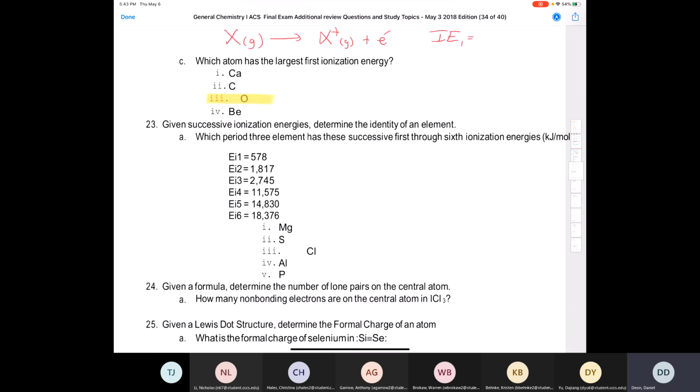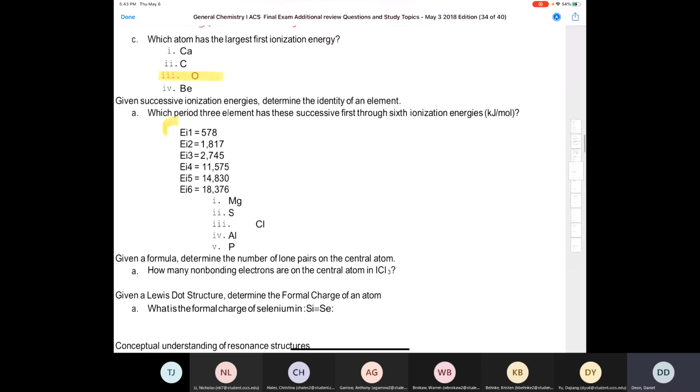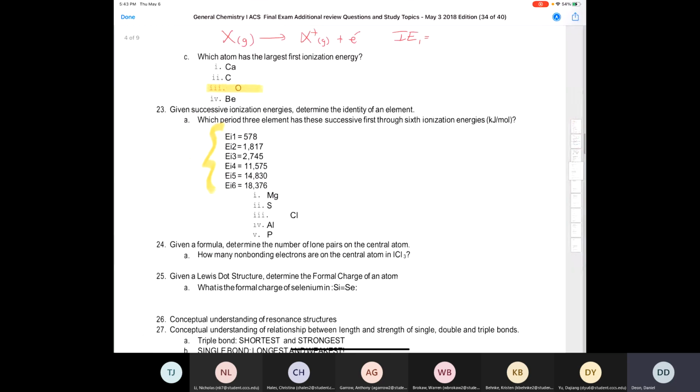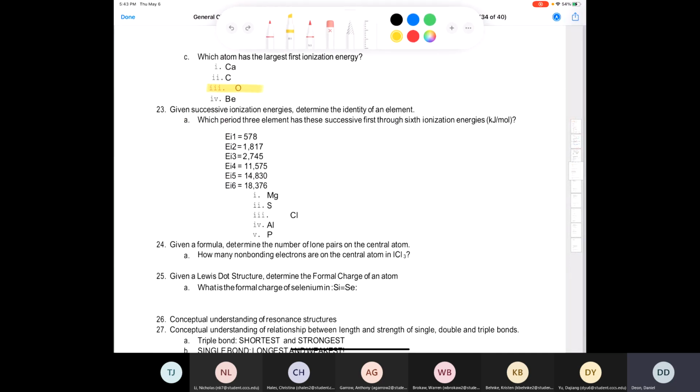This is a real chestnut, this one here. If you're given a list of successive ionization energies, you should be able to determine the identity of the element. Let me show you what I mean. It says, which period 3 element has these successive first through sixth ionization energies? Look, we got ionization energy 1, then you go to 2, it looks like it's about 3 times as much. You don't even double it here. Then all of a sudden you get jacked up from 2,700 up to 11,500. That's a big jump, right?